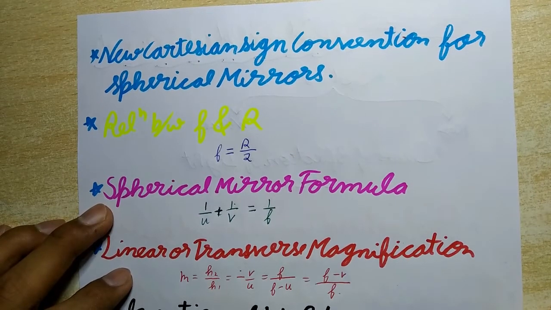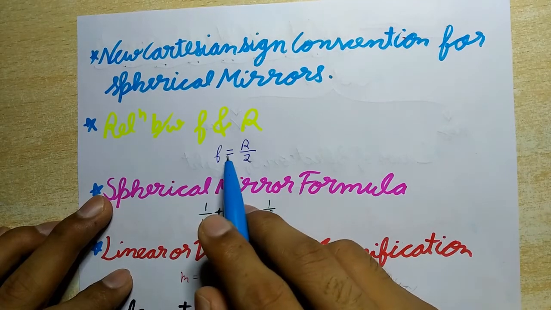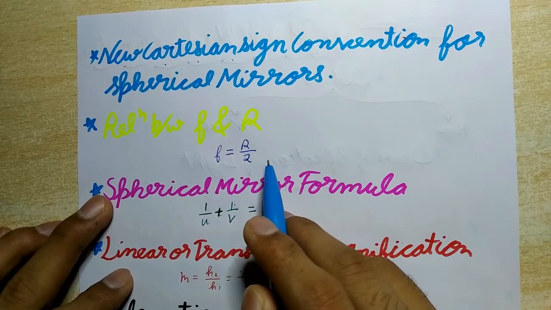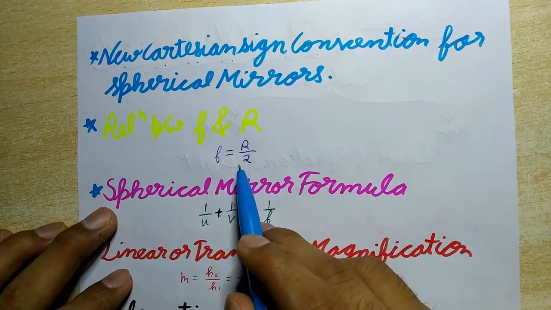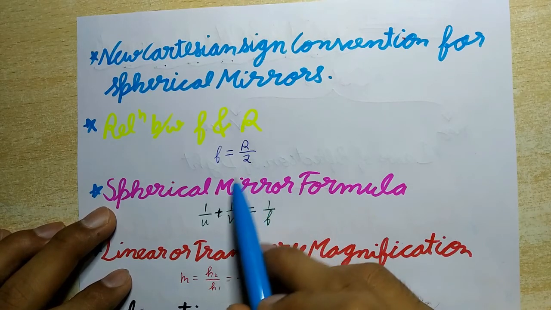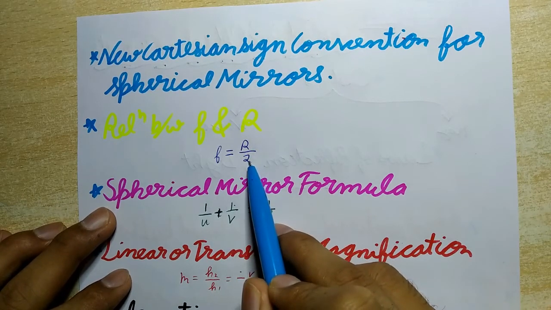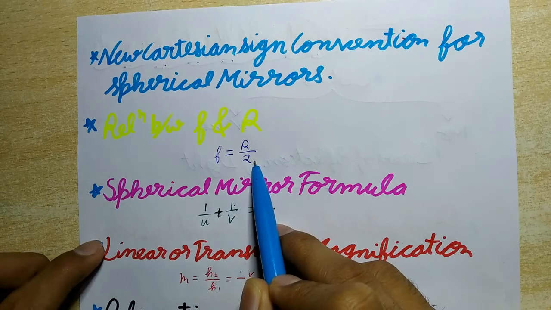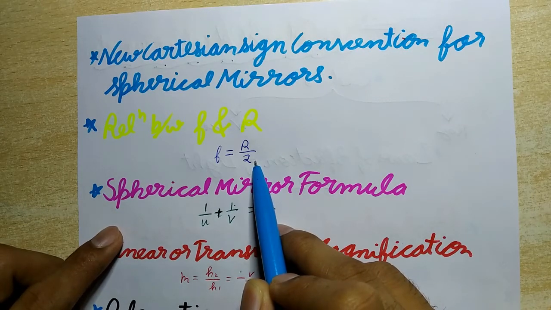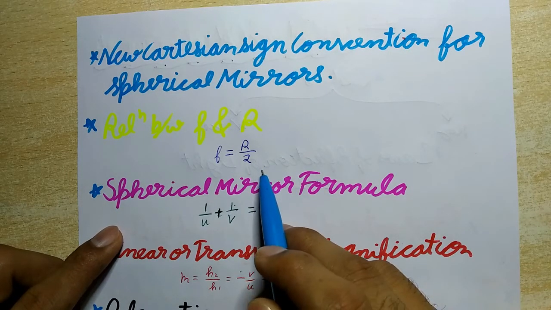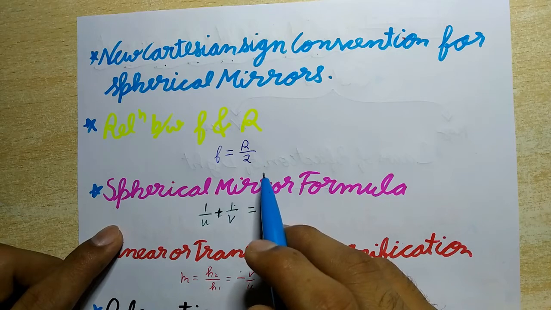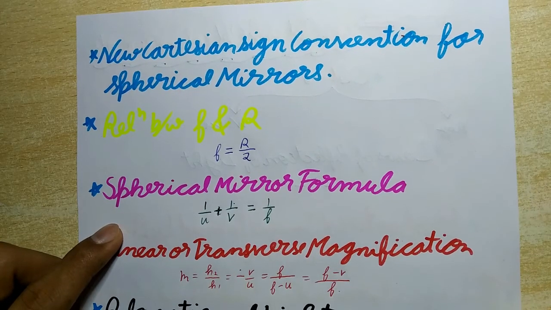Now next is the relationship between focal length and radius of curvature of a spherical mirror. Focal length is equal to half of the radius of curvature, so f equals R by 2. In the new Cartesian sign convention, the focal length and the radius of curvature are taken as negative for a concave mirror and positive for a convex mirror.